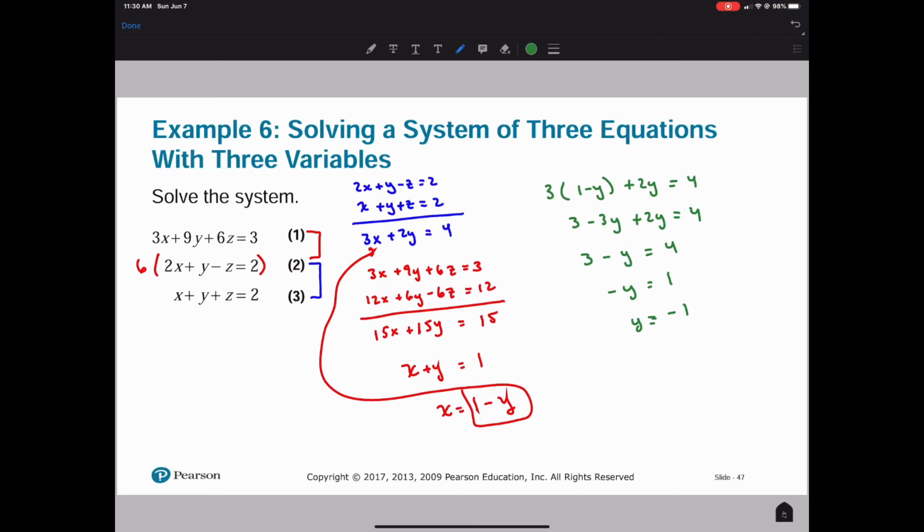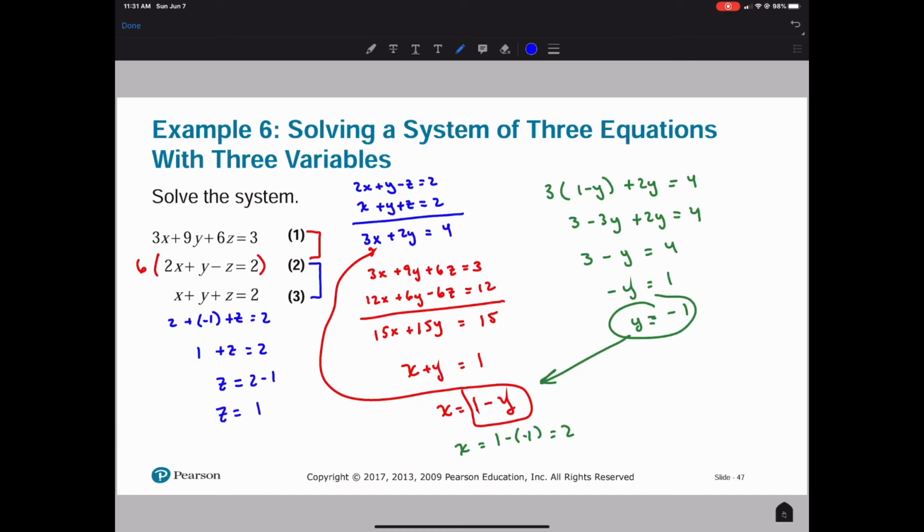Since I know y is equal to negative 1, I also know what x equals, because I can just plug in the y here. So x is equal to 1 minus a negative 1, which is just equal to 2, because it's 1 plus 1. And since I know x and I know y, I can plug them into this one right here. So it'll be 2 plus a negative 1 plus z is equal to 2. Now, 2 plus a negative 1 is just 1, so 1 plus z is equal to 2. So z is just equal to 2 minus 1, so z is equal to 1. So when I write the ordered pair, it's going to be (2, negative 1, 1). Remember, you have to write it in terms of x, y, and then z.